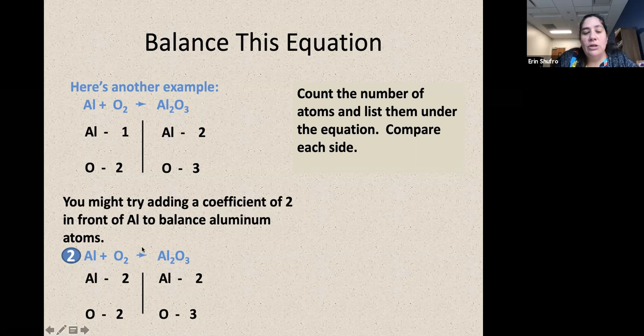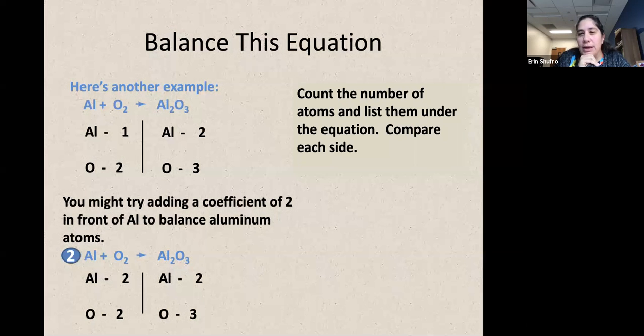So now my aluminums are balanced, right? I have 2 aluminums on the left, 2 aluminums on the right. But my oxygens are still not balanced. So anybody figure it out? What could we do to fix the oxygens? I have an even number and an odd number there. Hey, anybody got any idea?